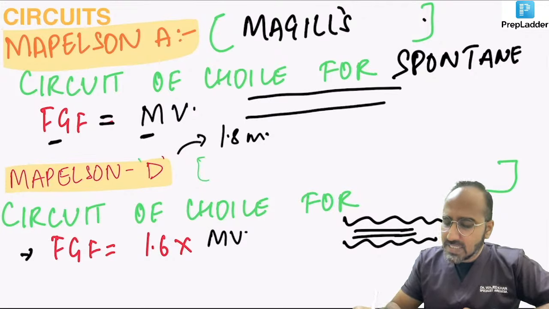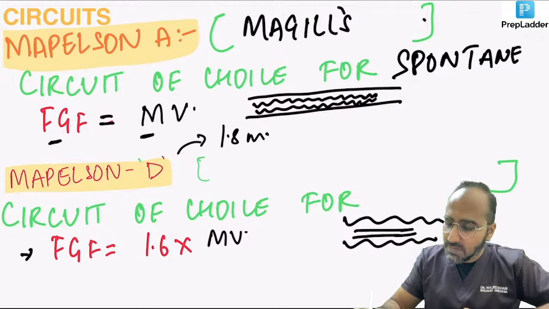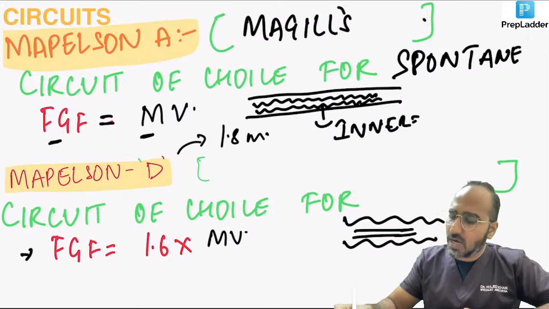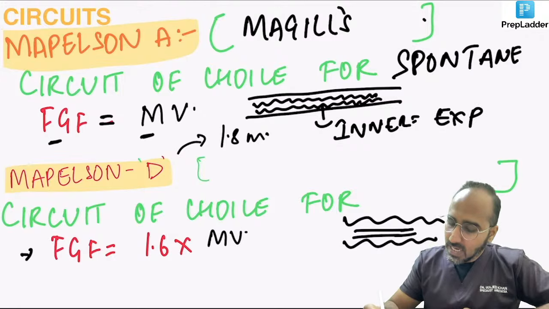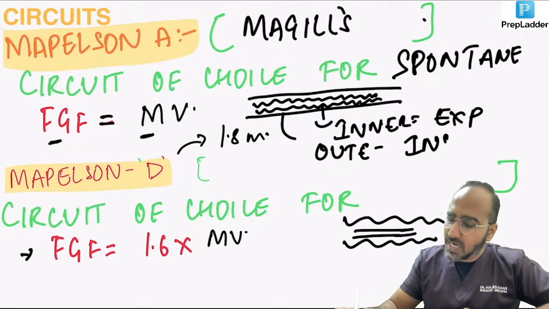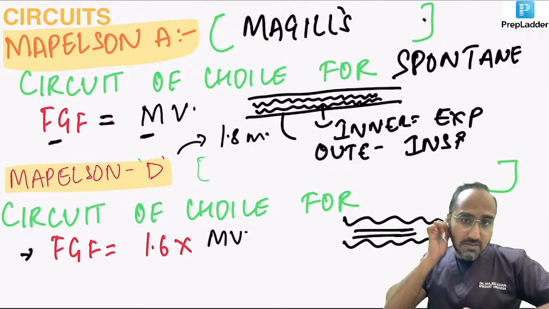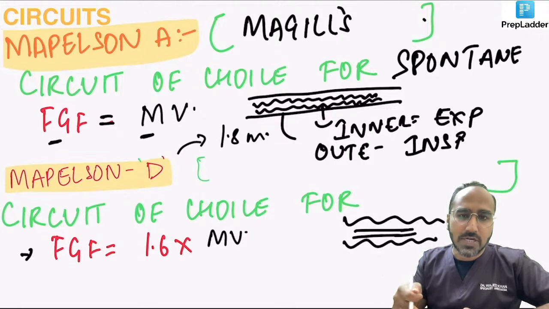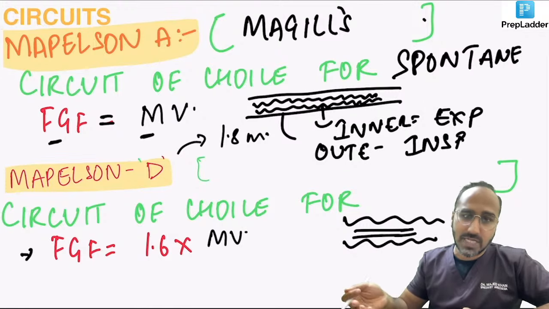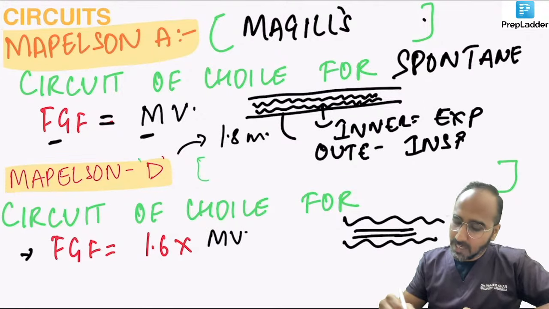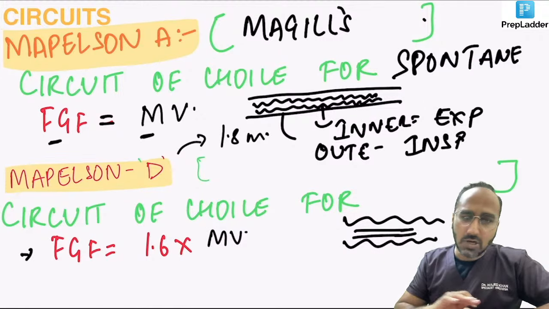In this circuit, this was the outer part and this was the inner part. The inner pipe of the circuit was responsible for expiratory gases and the outer part of the circuit was responsible for inspiratory gases. Okay? Basically, inner should be inspiratory, outer should be expiratory. But this was the experimental circuit, Mapleson A. Hence, inner was expiratory and outer was inspiratory. Okay? Next, B and C are not at all used.